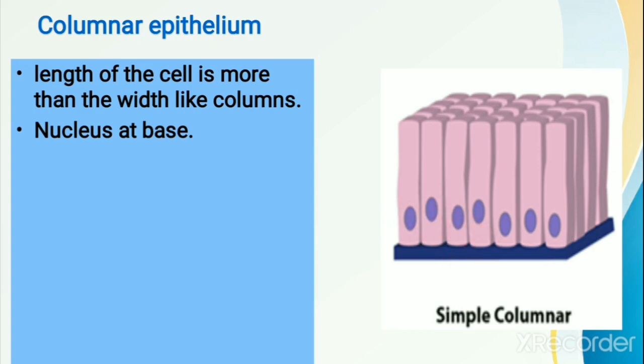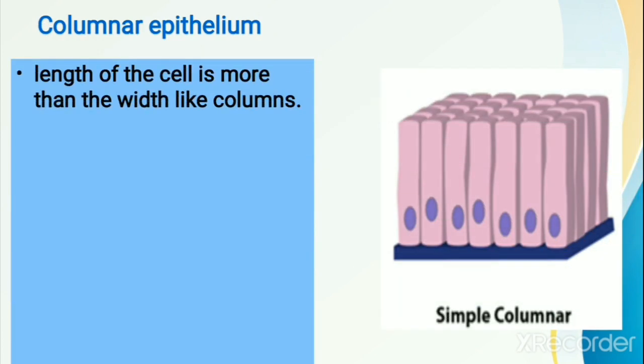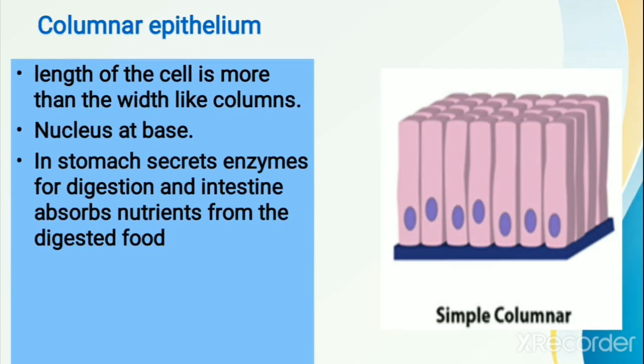In the squamous epithelium the nucleus is centrally located, but they are so thin that many times the nucleus appears protruded outside. And here in the columnar epithelium cells the nucleus is located at the base. Okay, and they have much more length as compared to their width, so just like a column. And such kind of columnar epithelium tissues are present in the stomach inner line.